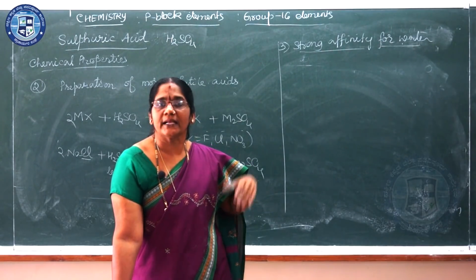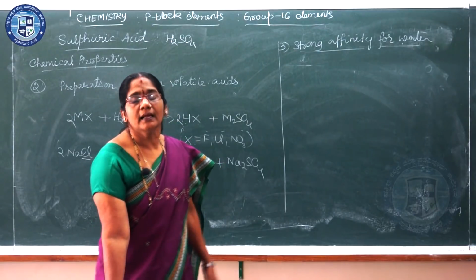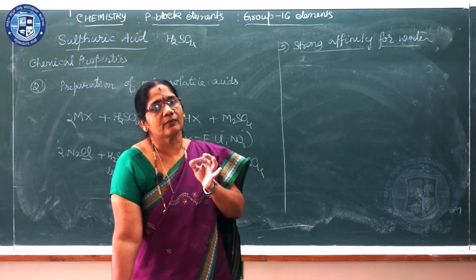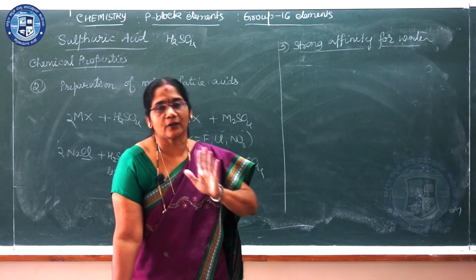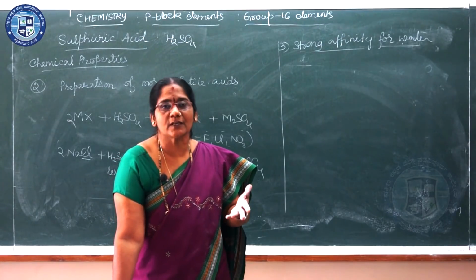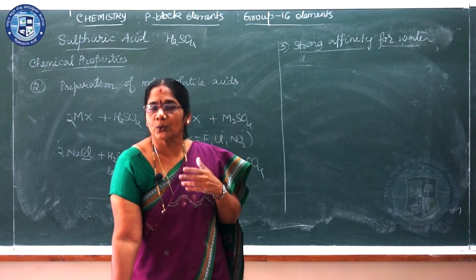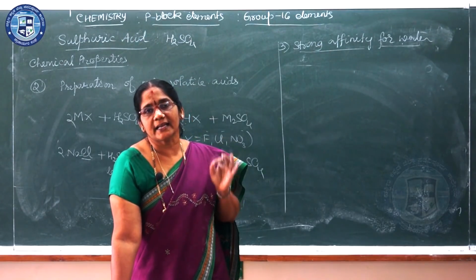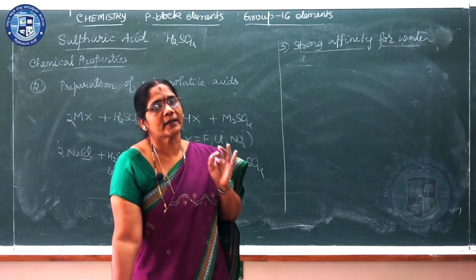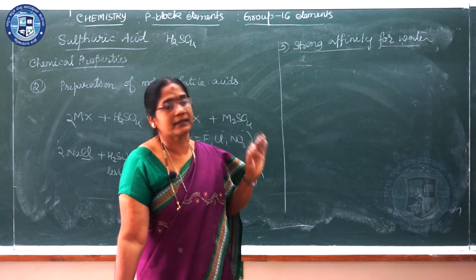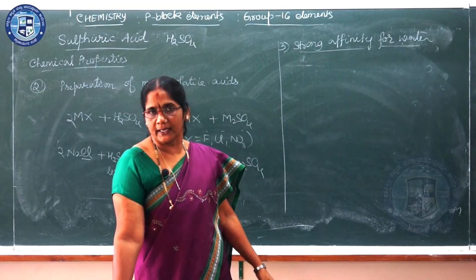The sulfuric acid is able to remove the water present along with the moist gas only if the gas doesn't react with sulfuric acid. Suppose the gas to be dried reacts with sulfuric acid, this is not possible. So you cannot use sulfuric acid in such a case. It can be used as a drying agent only in such cases where the gases or the compounds do not react with the concentrated sulfuric acid.